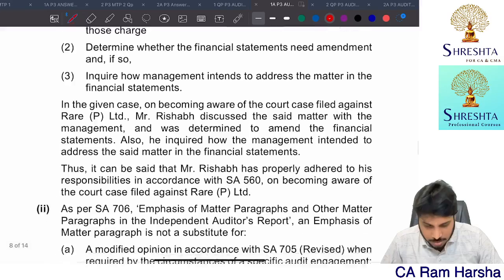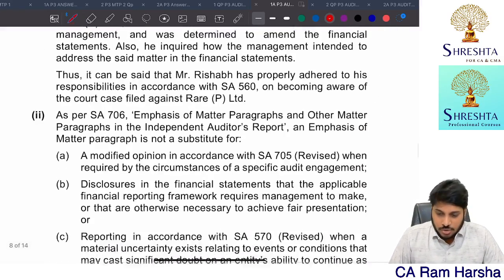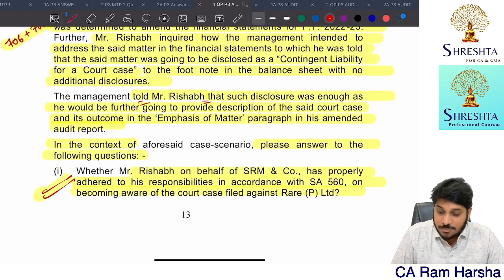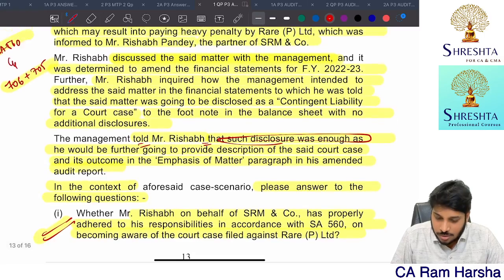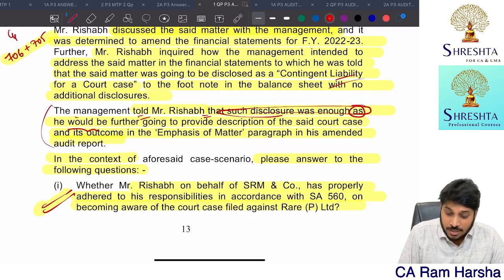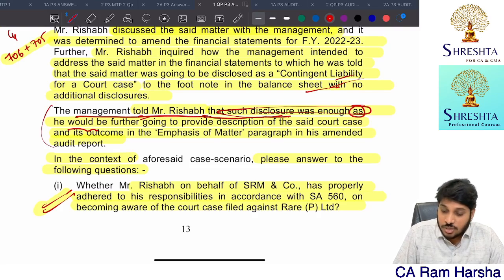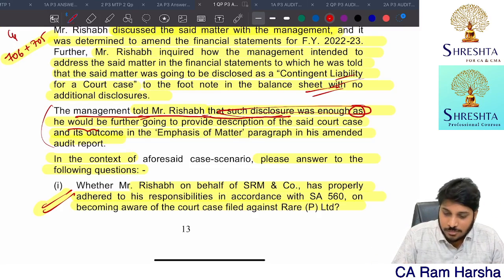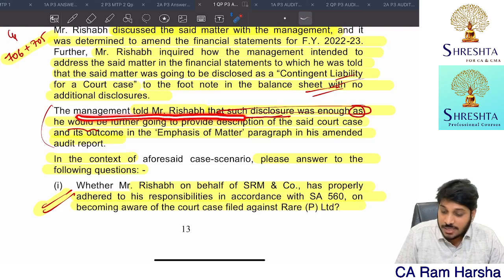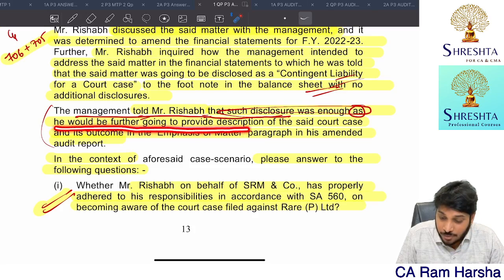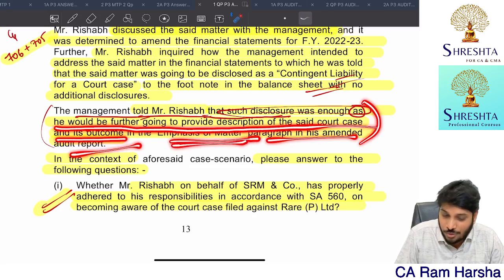So look at it. Second question. What did the management tell Mr. Rishabh? That such disclosure as a footnote was enough. They have to give in-depth disclosure. The management told Mr. Rishabh that such disclosure was enough, as he would be further going to provide description of the court case and its outcome in the emphasis of matter paragraph in the report.